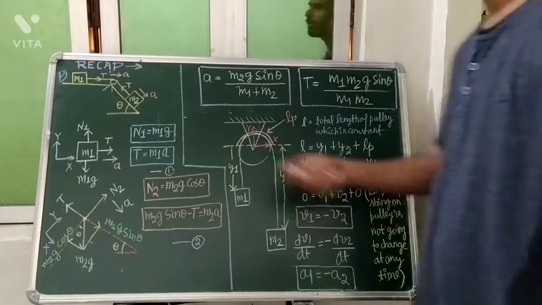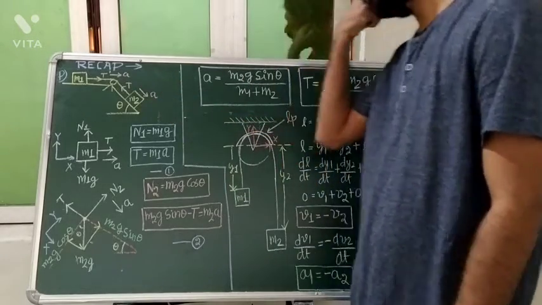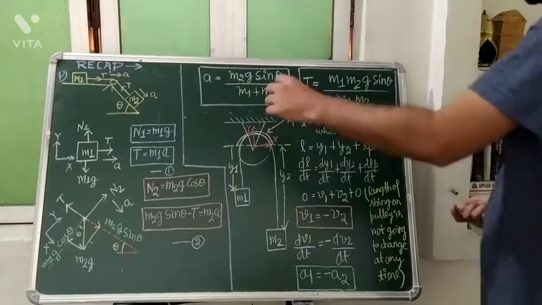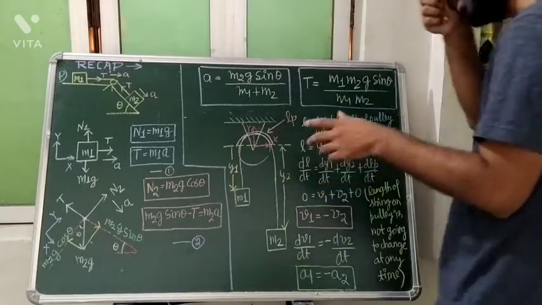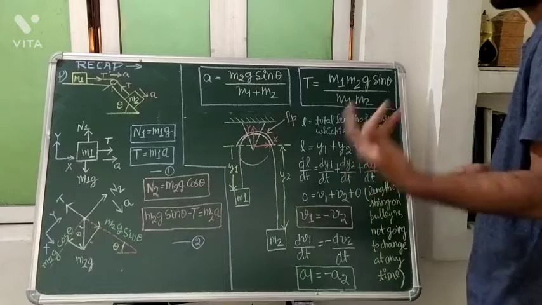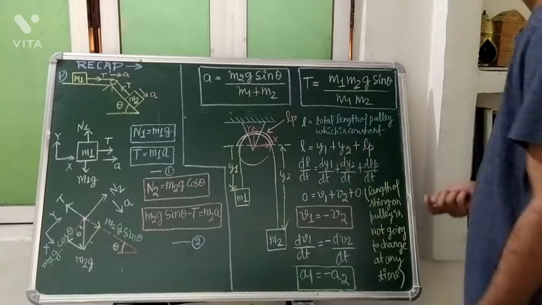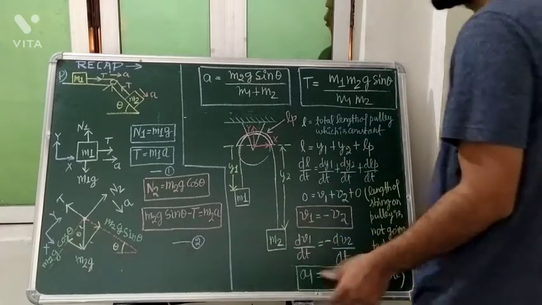And why the accelerations of both blocks are the same, I have discussed that. They are going to travel the same distance. When you differentiate that, you get velocity is the same, and when you differentiate velocity again, the acceleration becomes the same.